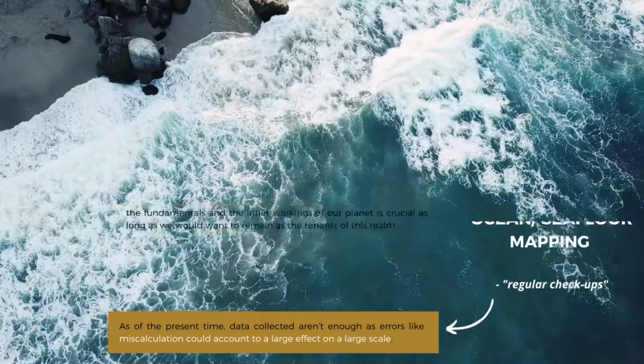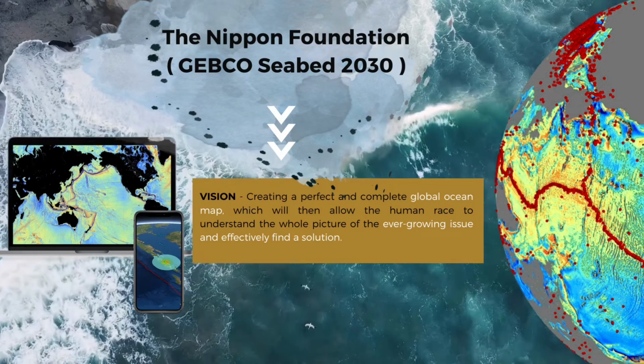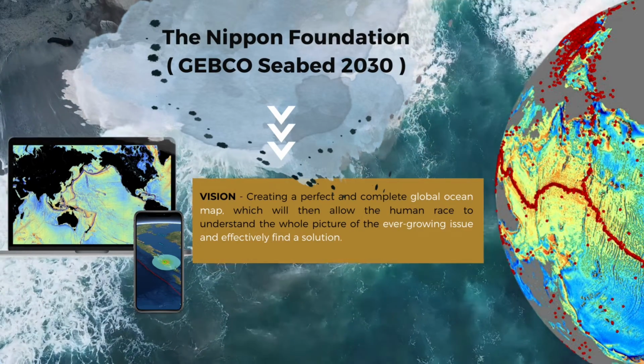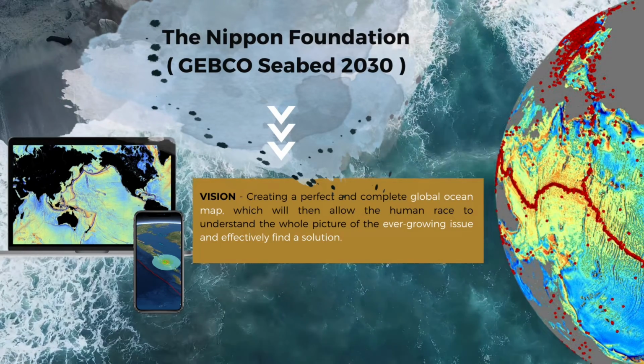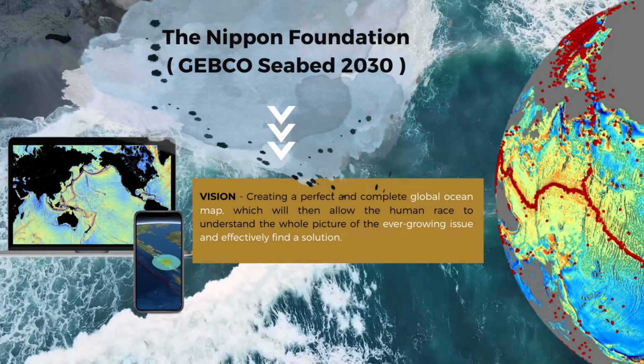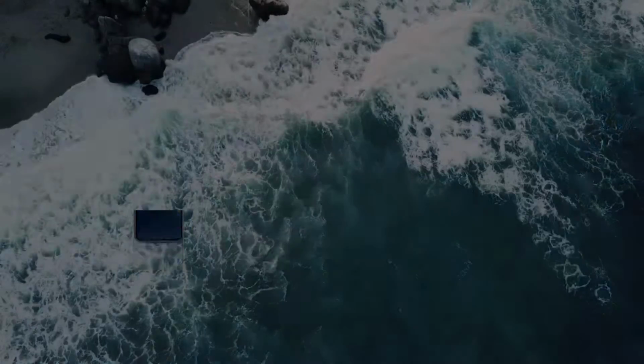As of the present time, data collected weren't enough, as errors like miscalculation could amount to a large effect on a larger scale. The Nippon Foundation GEBCO Seabed 2030 project is one of many organizations who have a vision of creating a perfect and complete global ocean map, which would then allow the human race to understand the whole picture of ever-growing issues and effectively find a solution. We could increase our tenacity and resilience through our deep understanding of the ocean.